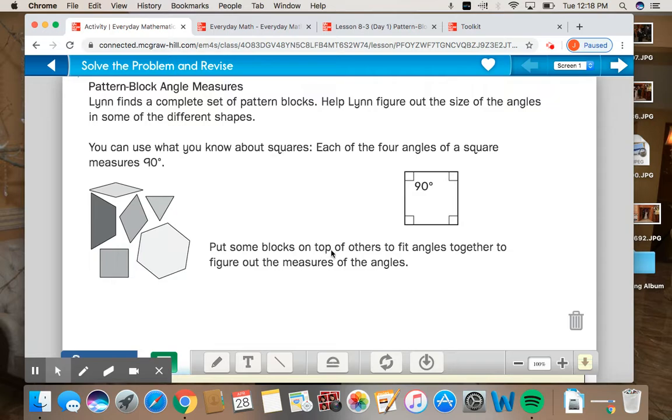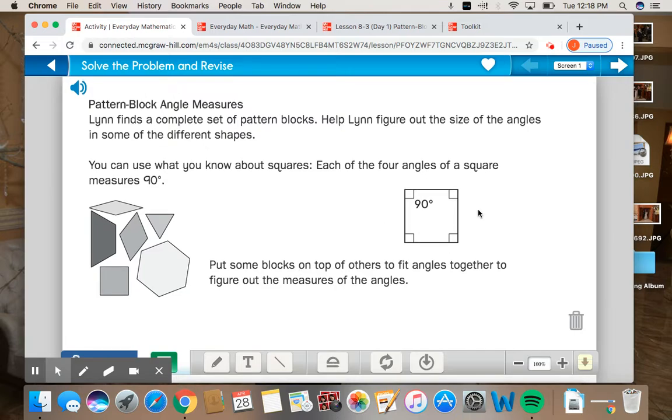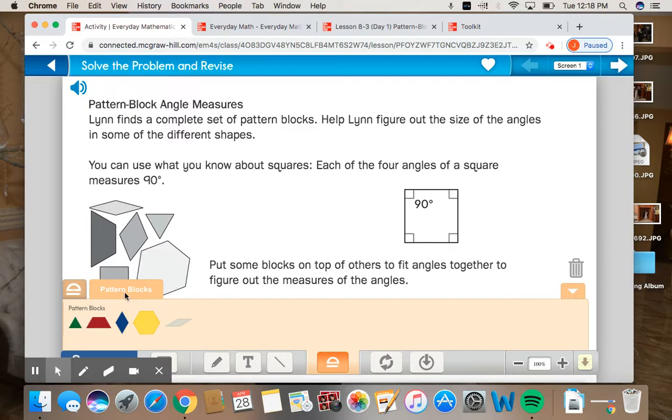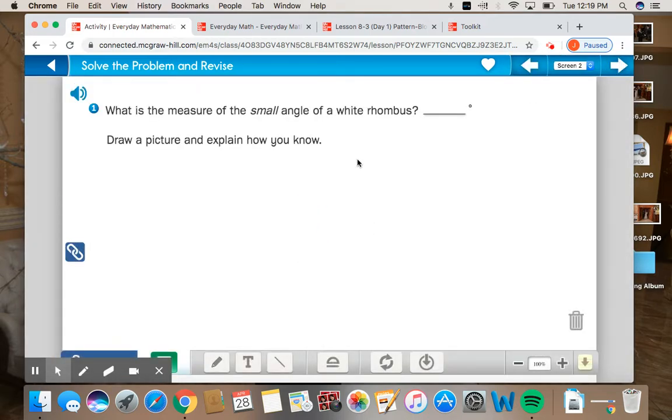Put some blocks on top of others to fit angles together to figure out the measures of the angles. So once again, you're going to be using your pattern blocks. And let's see what we have on screen 2. All right, what is the measure of the small angle of a white rhombus?